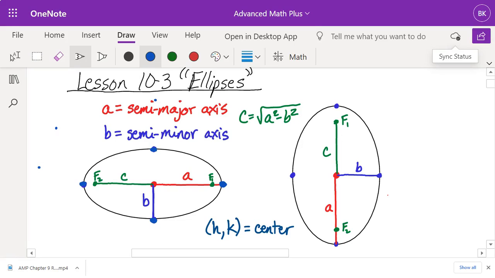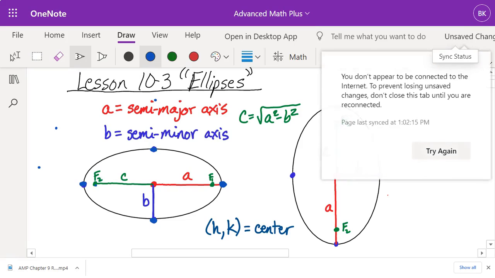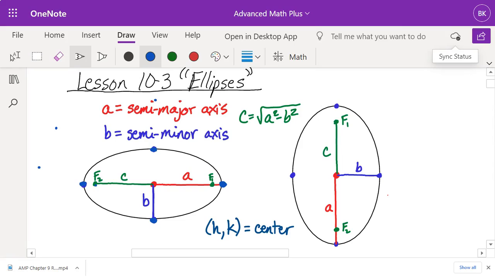Everybody with me? The distance from one of the focus points to the center is called C. So we have an A, a B, and a C. You can get C, and I want you to understand this. A, from here to here, if I took this from here and moved it to there, that would be the same thing. This is A. And that works every single time.